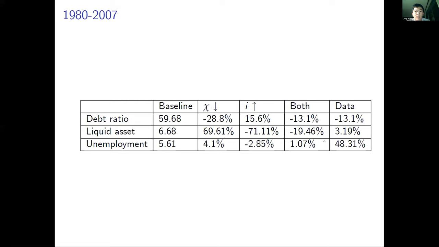But the takeaway here is, when we look at the two factors, how does each affect the change in the unemployment rate? A bigger change is caused by the change in chi, which is the capital pledgeability parameter, and a smaller change in size is caused by the change in the nominal interest rate. When you look at the liquid asset change, a larger change is caused by the change in the nominal interest rate. So apparently the liquid asset is more sensitive to the change in the nominal interest rate. That's the breakdown we look at from the different channels.